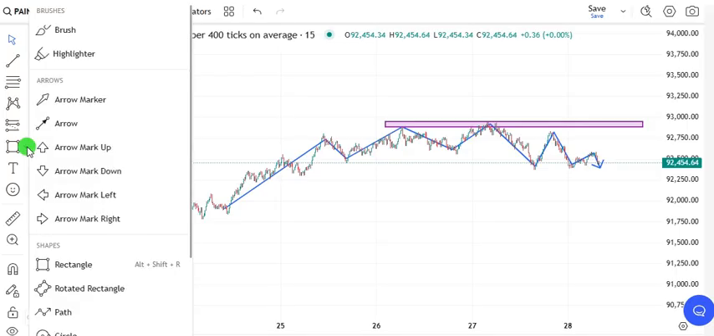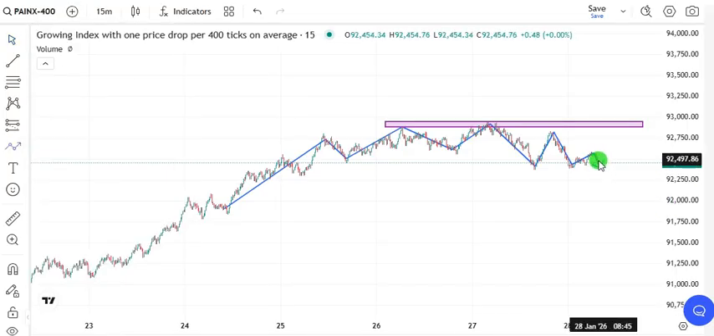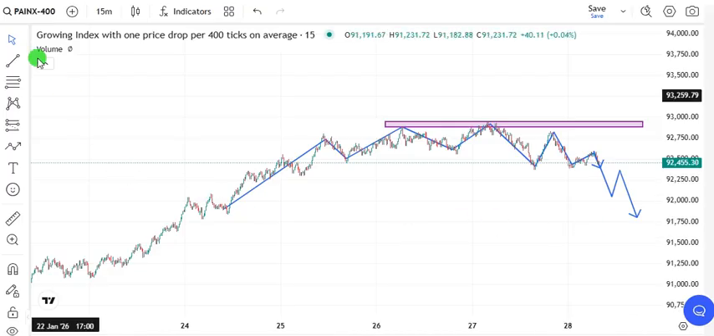If the market is able to break below this level, just as it's doing already, and it's unable to break above this level, then we go short on that. So that's what we're looking at for PainX1.